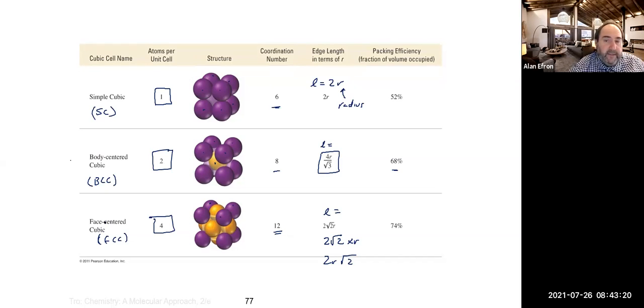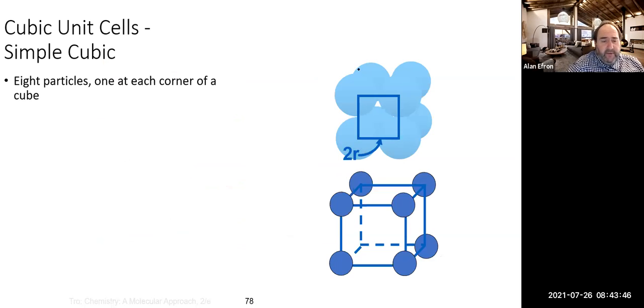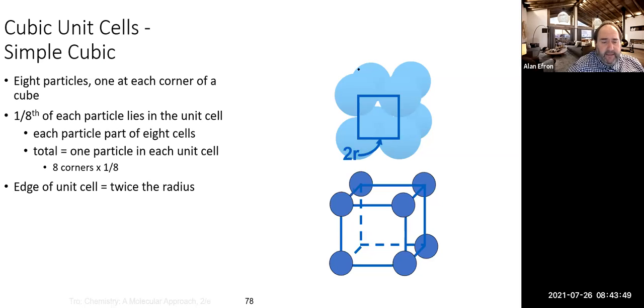So really important for calculations are these 3 things: the name, the number of atoms that are present, and how to calculate the length. Those are 3 things that you do need to know in order to do these calculations. So let's take a closer look at each of these and see where these atoms come from. Let's start with simple cubic. Simple cubic here does have an eighth of an atom on each of the corners.